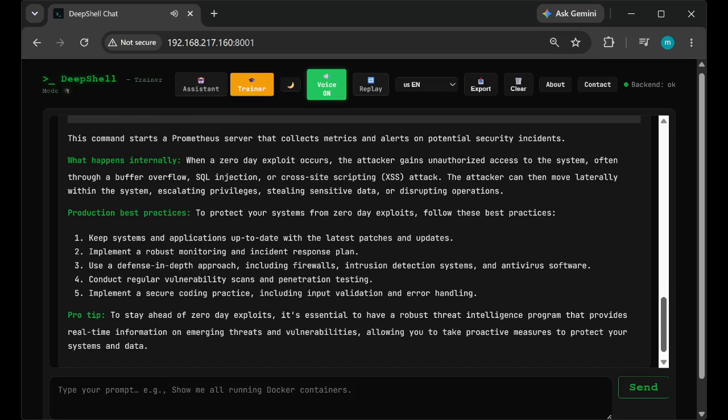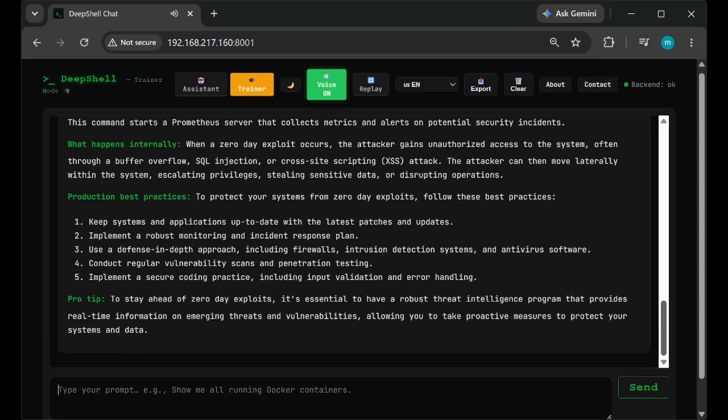Production best practices. To protect your systems from zero-day exploits, follow these best practices. 1. Keep systems and applications up to date with the latest patches and updates. 2. Implement a robust monitoring and incident response plan. 3. Use a defense-in-depth approach, including firewalls, intrusion detection systems, and antivirus software.